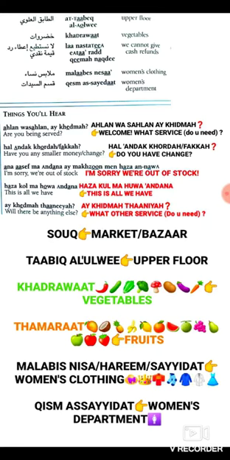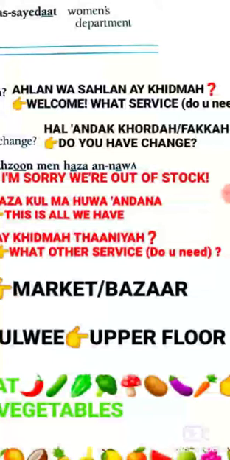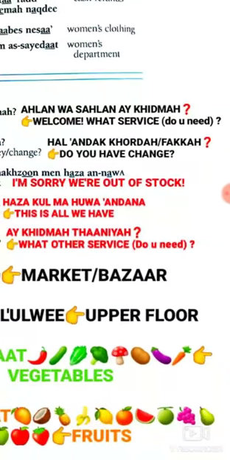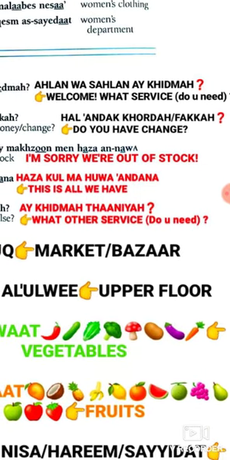Ahlan wa sahlan, ay khidma. Ahlan wa sahlan basically means welcome. Ay khidma, what's your service? How can I serve you? How can I help you? Welcome, what service do you need? Ahlan wa sahlan, ay khidma. How can I help you? هل عندك خردة أو فكة? Do you have any change or loose change, whatever?